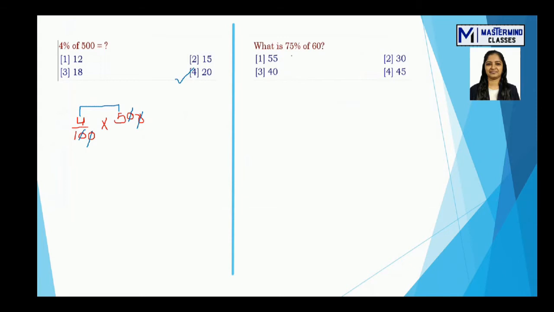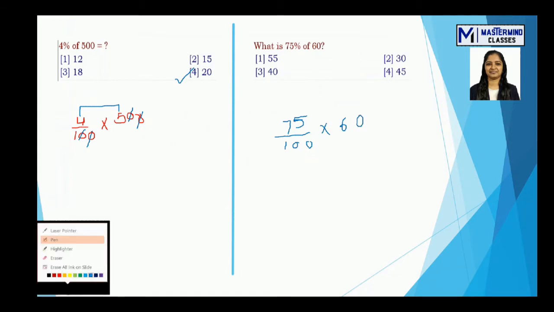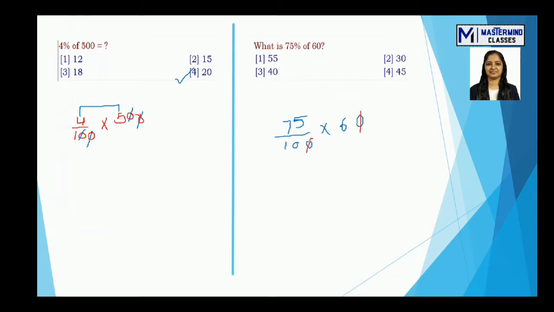Now, what is 75% of 60? 75%, you know that is upon 100. So, upon 100, of means multiplication, and then 60. Again, you have to reduce it. So, first we have only the 1 zero and 1 zero. Now, there is no other 0 in the numerator, so you have to reduce with 2. 2 threes are 6 and 2 fives are 10.